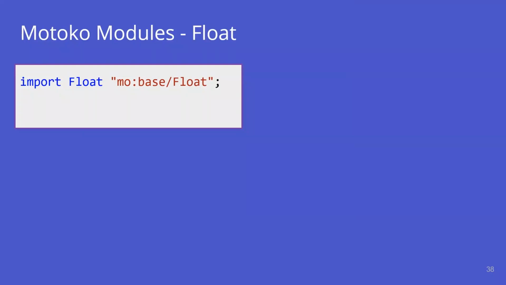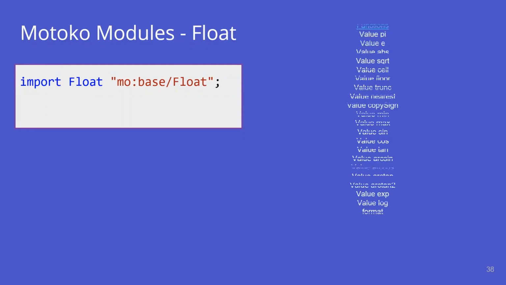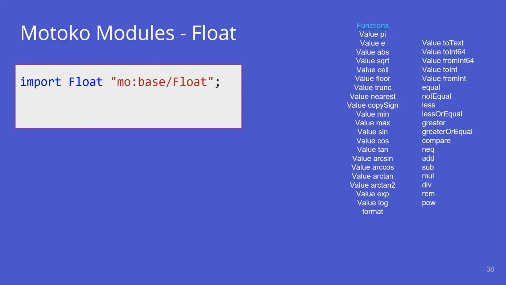As part of the Motoko base library, there are Motoko modules for each type. The module contains values and functions that are useful when handling values of the type. In this case, float. The float type has a corresponding Motoko module that can be imported into a smart contract using the reserved word import. And we reference the location of the base module and we assign it a name. Now the float module has a lot of functions and values that are useful, and I'm just showing their names here.